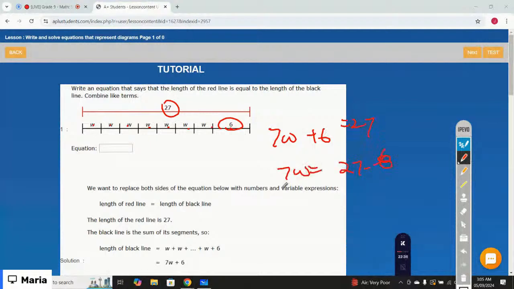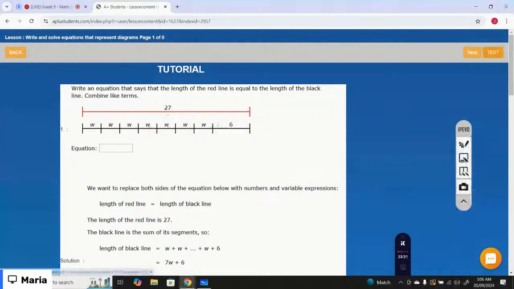Take away 6. So 27 take away 6 is 21, right? Divide both sides by 7, W equals 3. So the correct option is W equals 3, right? Okay, let's just start with the test questions.